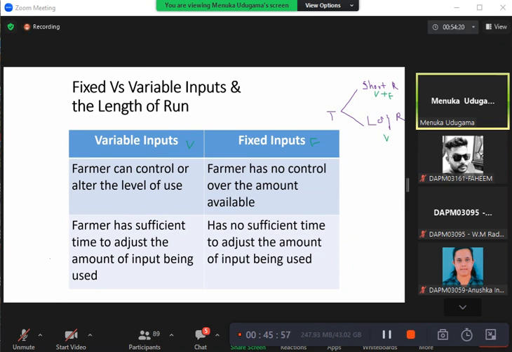So it's a fixed input in the first 6 months of production, but in the second 6 months maybe, or in the second year, I can increase my land.